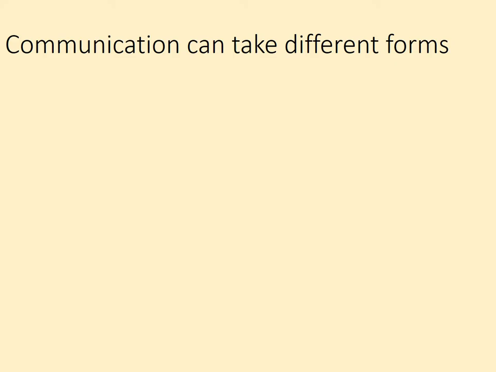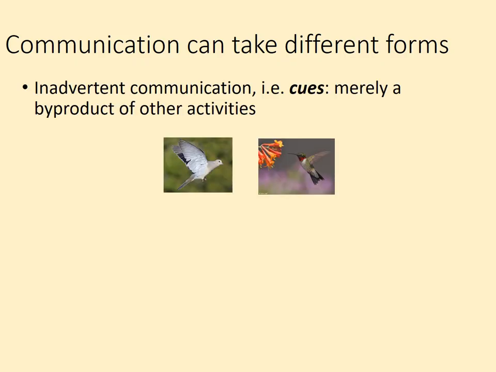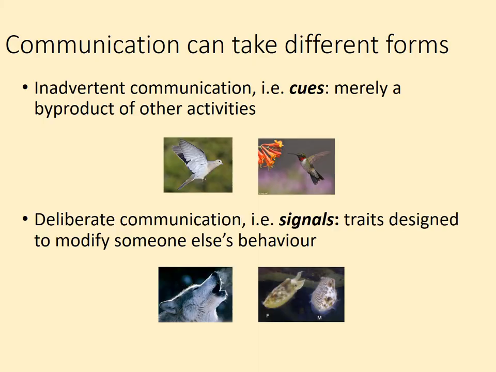Now, I've already said a couple of times some words that are going to appear now in this slide, and I'd like to look at them a bit more officially than I was before. So both of these terms are associated with the idea that communication can take different forms. And essentially what it boils down to is inadvertent communication, which we also refer to as cues. So these are things that are just a byproduct of other activities and aren't necessarily meant to actually create a certain response in someone. And then we've got deliberate communication, and this is, again, what we call signals. So these are things that are designed to modify someone else's behavior.